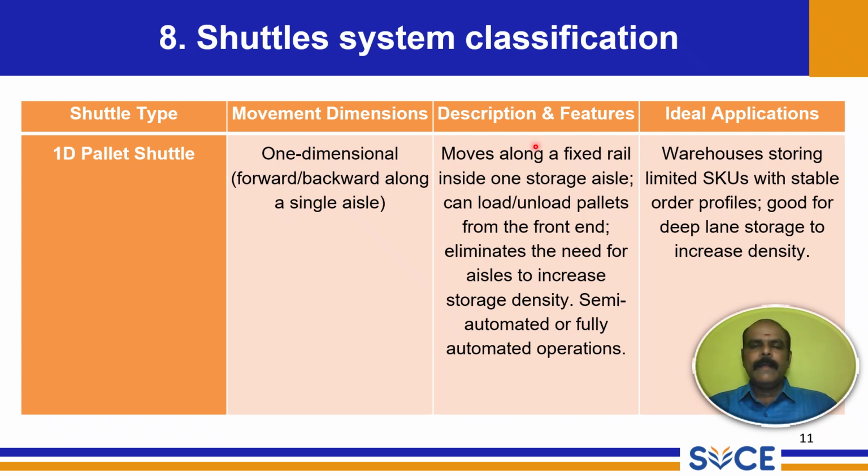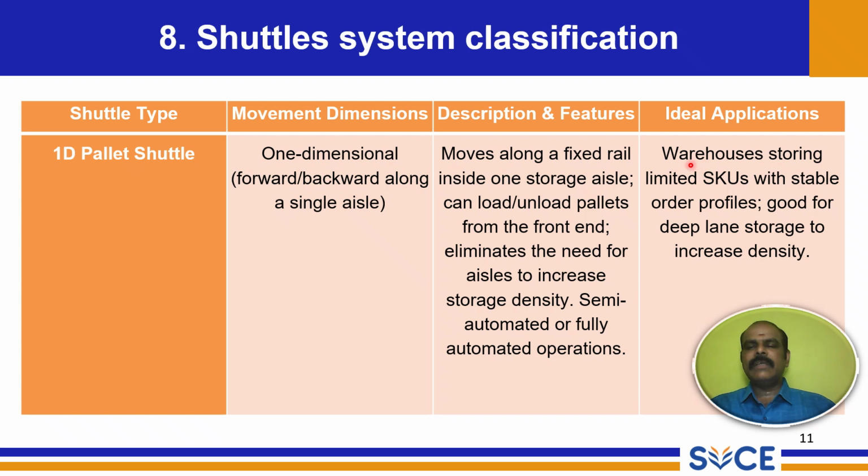It will be idle. So it moves along a fixed rail inside one storage aisle, and can load and unload pallets from the front end. It eliminates the need for aisles to increase storage density, with semi-automated or fully automated operation. Why is it called semi-automated? See, if it is at an angle, only when you pull it do we need energy. For the return, obviously gravitational force will take care. So that particular case we call semi-automated. Fully automated means it should be parallel to the warehouse surface. So in either case we need to take care that the load force has to be offered.